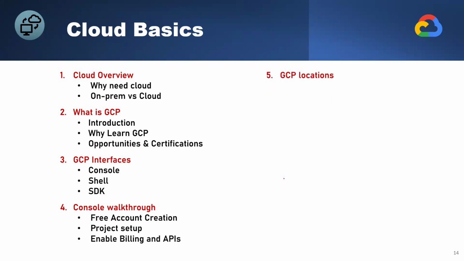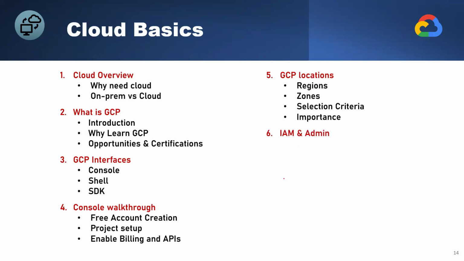In our fifth topic, GCP locations: what is a region, what is a zone, what is the selection criteria, what is the importance. A very important topic. Whenever you want to deploy a resource in GCP, you must select a location. So what is this and how is it important? What is the selection criteria? We will see in our upcoming sessions.